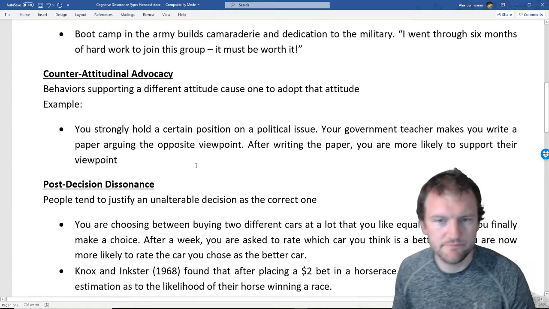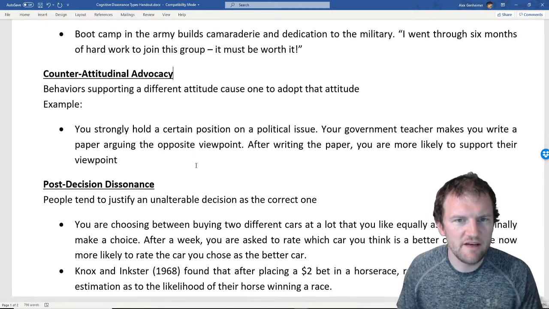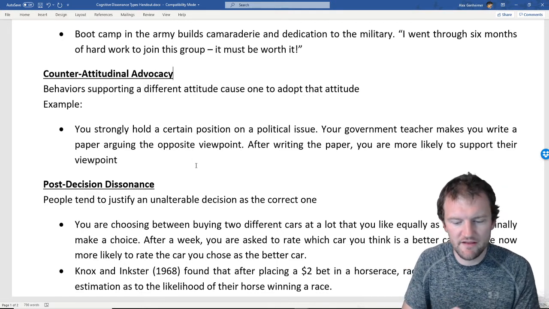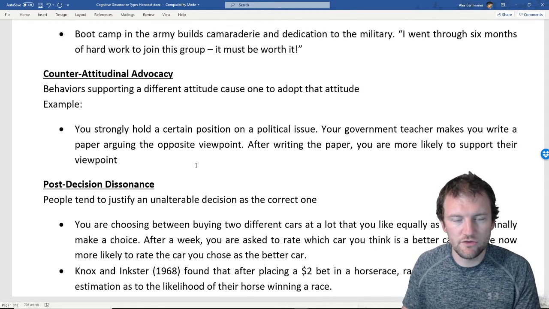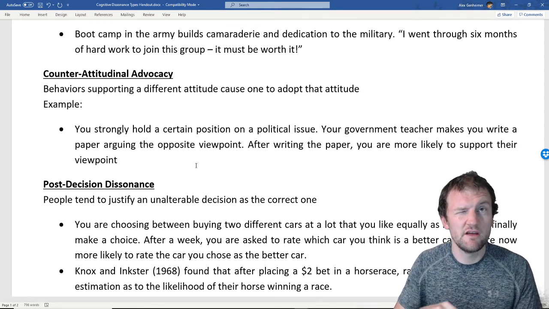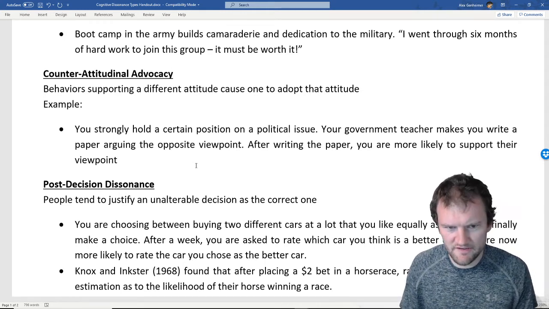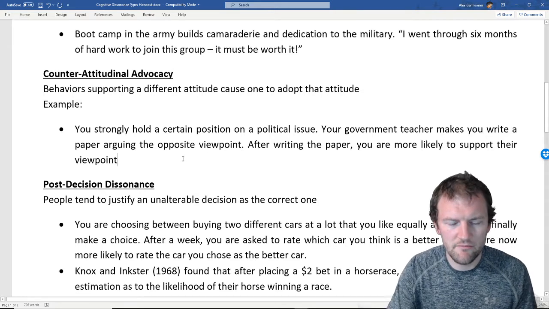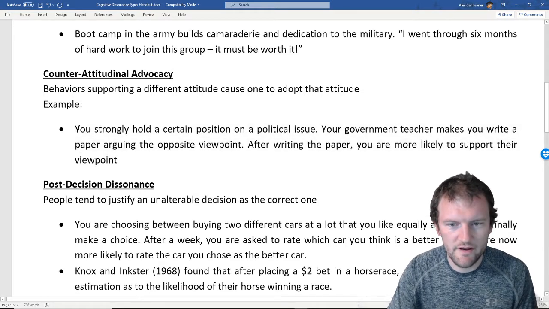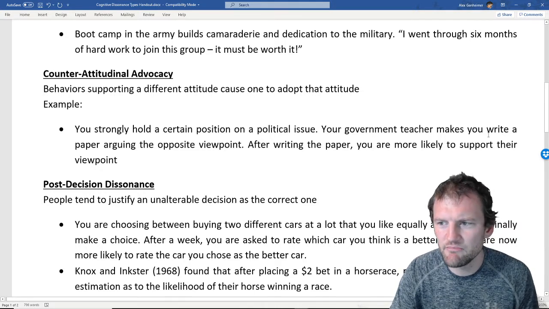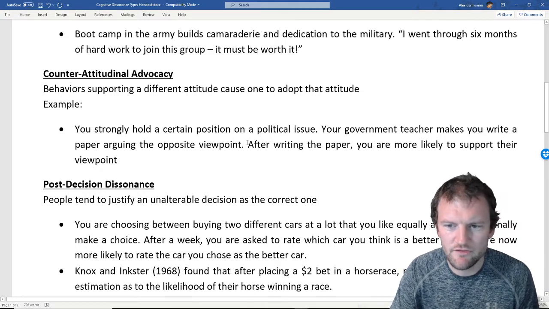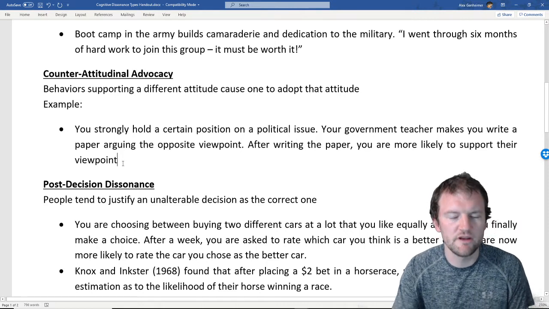Counterattitudinal advocacy. Counterattitudinal advocacy is if you have to do something that is counter to what you believe, you're more likely to agree with the position that you're forced to take. For instance, the example written on the piece of paper here is you hold a certain position on a political issue. Your government teacher makes you write a paper arguing the opposite viewpoint. After you write the paper, you're more likely to support their viewpoint.